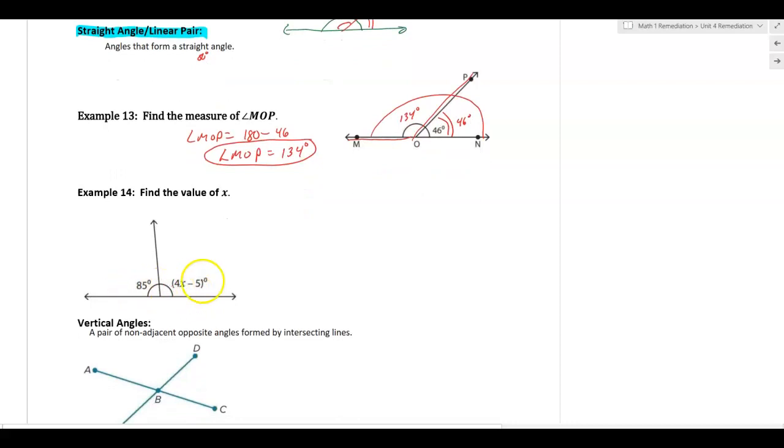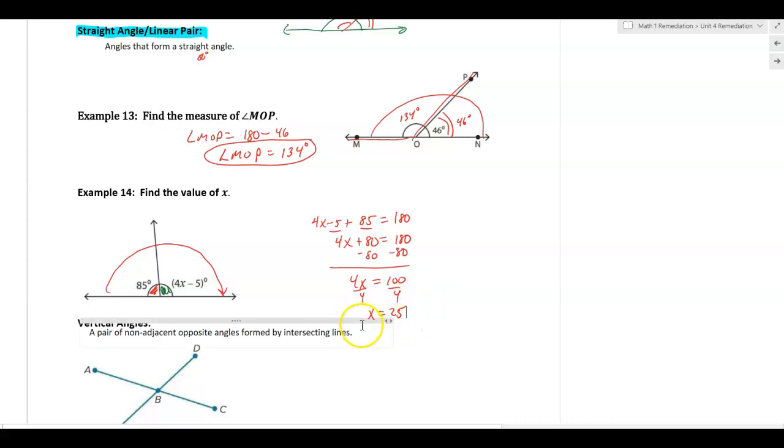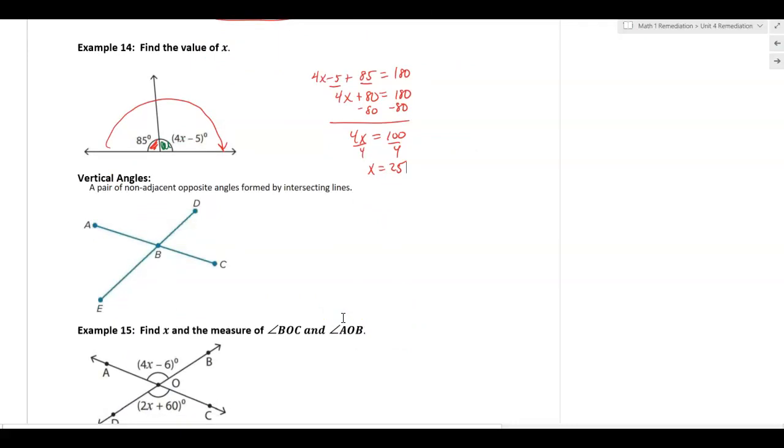So to find x in this next problem, what do these two angles have to do? This angle and this angle. They have to add up to 180. So 4x minus 5 plus 85 adds up to this straight angle, which is 180 degrees. So combine like terms: 4x plus 80 equals 180. Now I can subtract 80. 4x equals 100. Divide by 4. X is equal to 25. Okay? And we are done. So remember, these two angles make a straight angle, so they add up to 180.